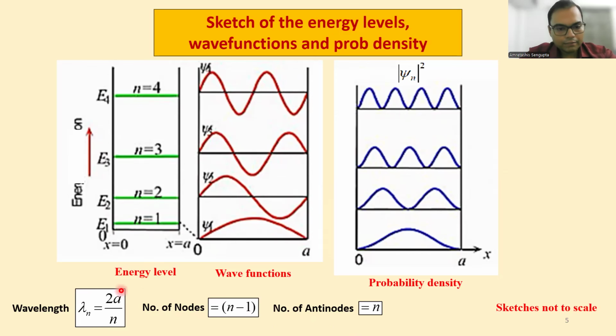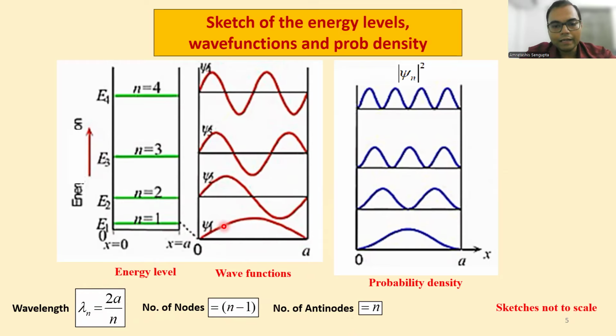The wavelength of the different quantum states is given by this quantity lambda. So the de Broglie wavelength will look like this. The number of nodes will be n minus 1. That is why the ground state has no nodes, because in this case n equals 1. The first excited state has only one node, and the second excited state has two nodes, because here n equals 3.